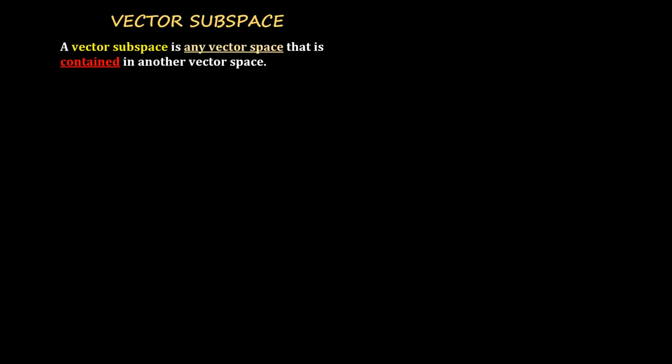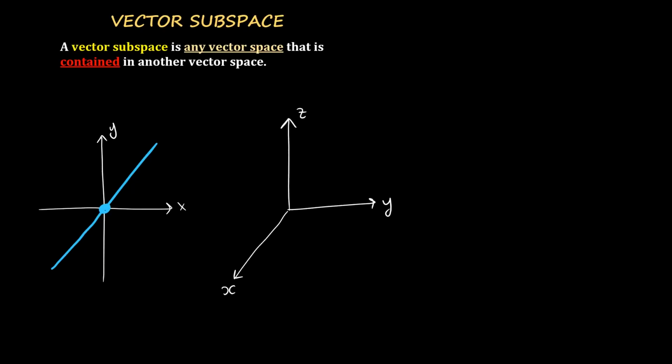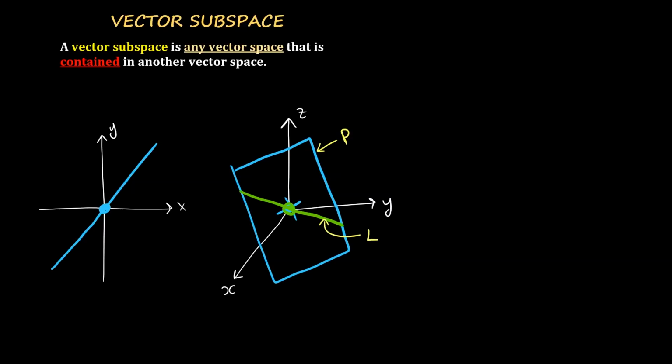This leads us into the important concept of a vector subspace. The formal definition is simple. A subspace is a vector space that is contained in another vector space. This simple concept is best understood with examples. A line in 2 dimensions is a subspace of the 2-dimensional space. A plane in 3 dimensions is a subspace of the 3-dimensional space. Any line contained in this plane will in turn be a subspace of the plane.